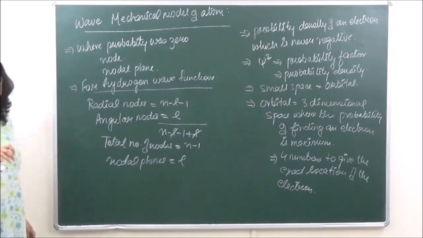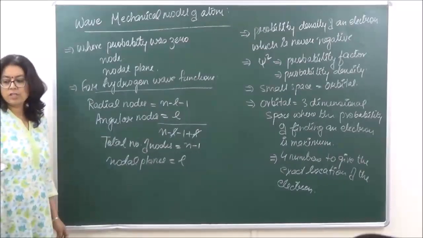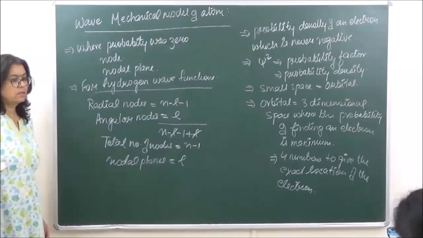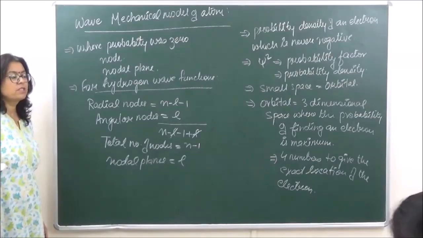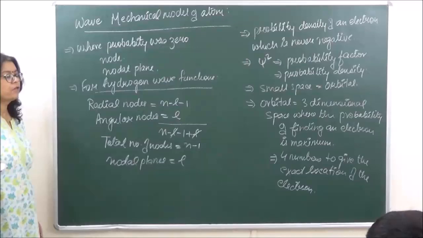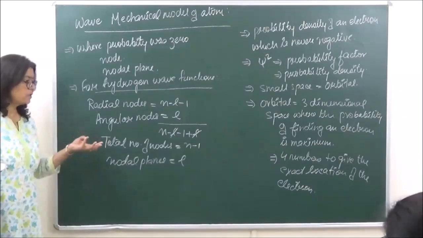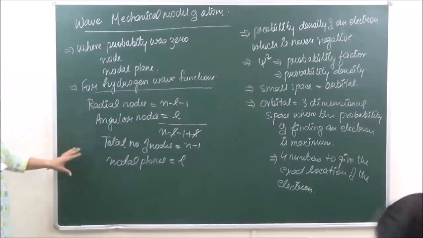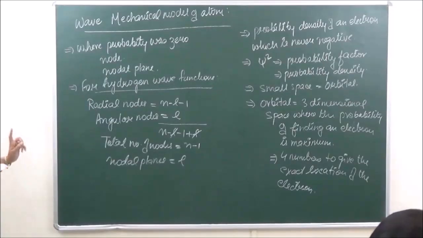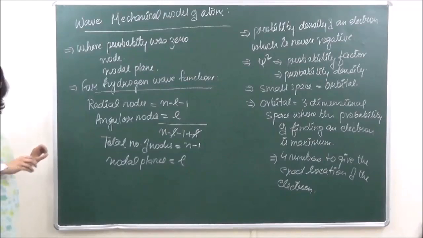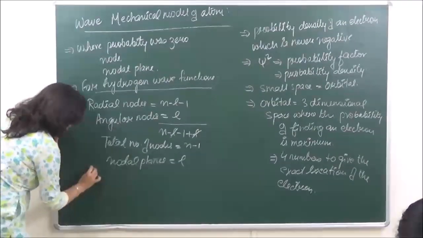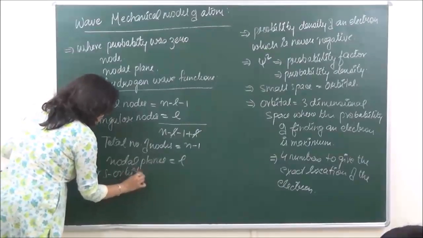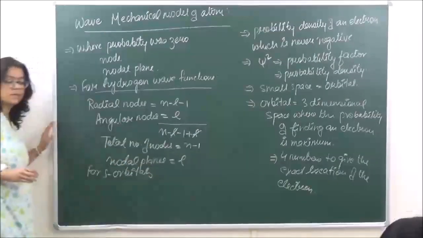Okay, so Schrodinger suggested, and later on it was suggested, that there are 4 kinds of orbitals present: S, P, D and F. So we need to calculate the total number of nodes for each of the orbitals. Let's say we are calculating for S orbitals.